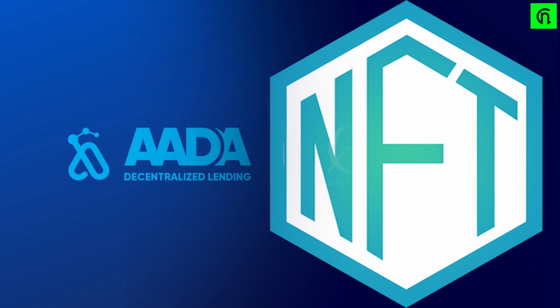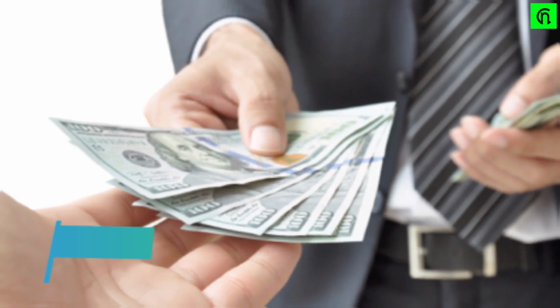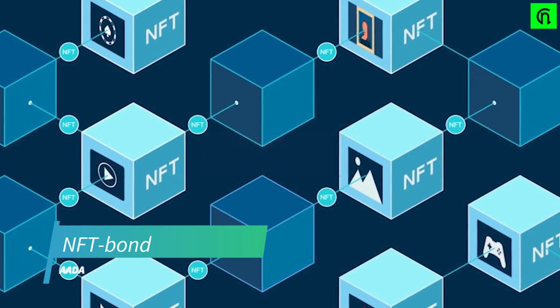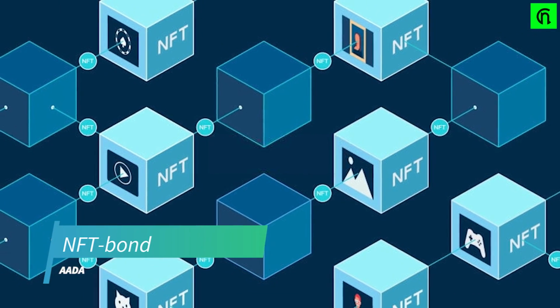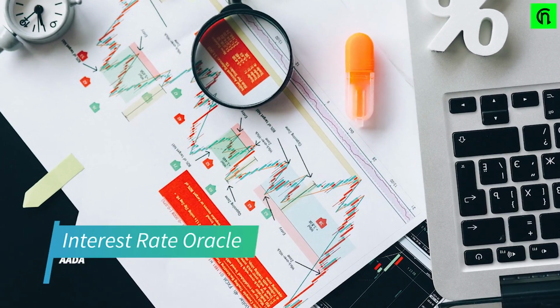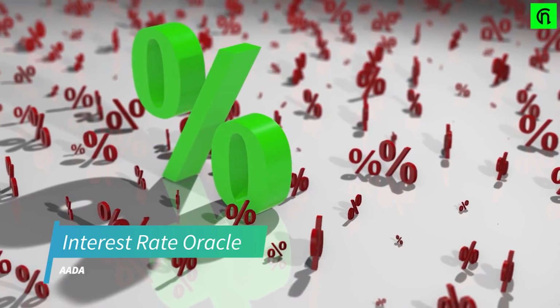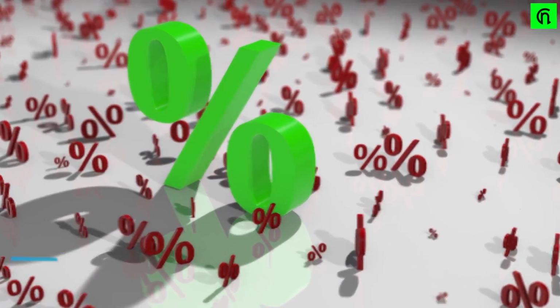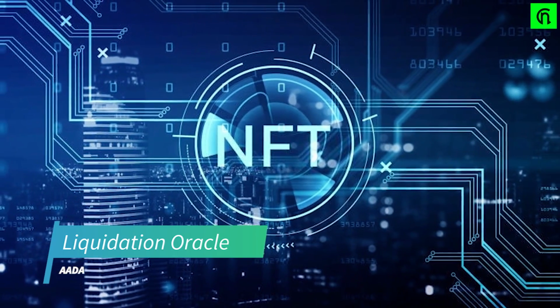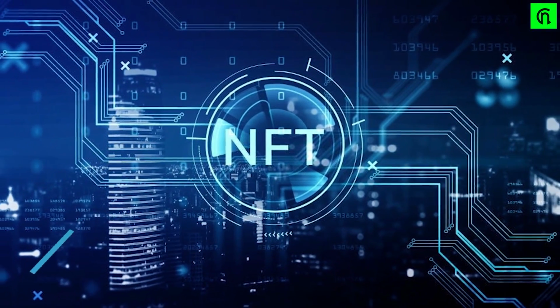To implement the NFT bond strategy, AADA introduced the following concepts. 1. Deposit balance, the value that is deposited into the liquidity pool. 2. NFT bond, this NFT is the right to claim a deposit. Whoever owns the NFT can claim the initial deposit. 3. Interest rate oracle. The oracle allows finding accumulated interest over time. 4. Liquidation oracle. In the event of liquidation, the NFT becomes inactive and can't be used to get the deposit back.